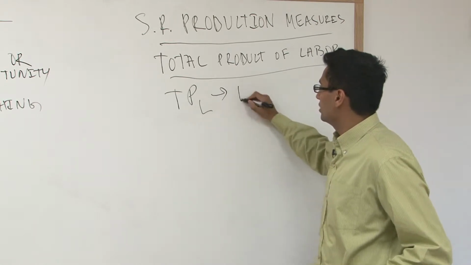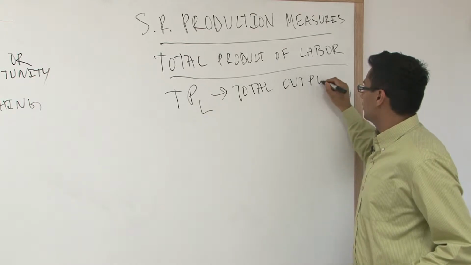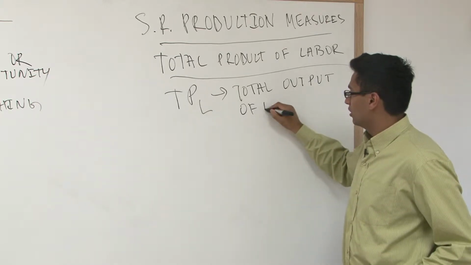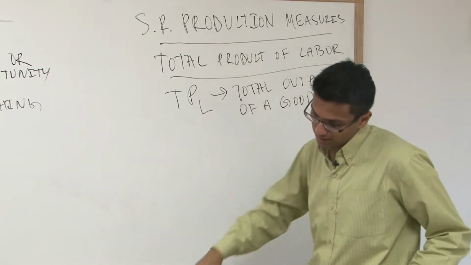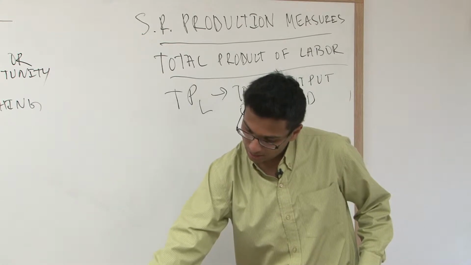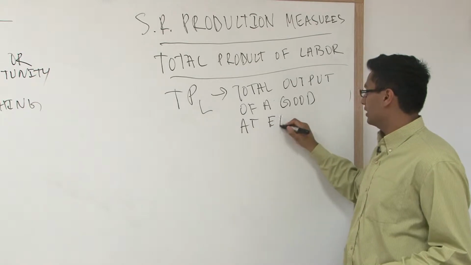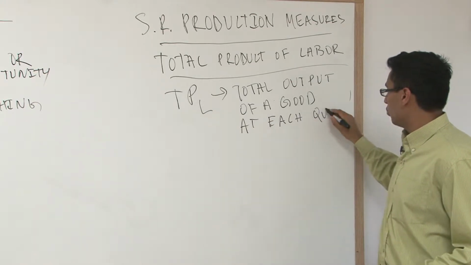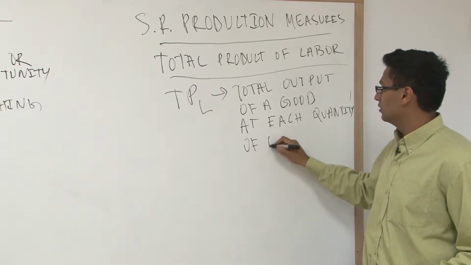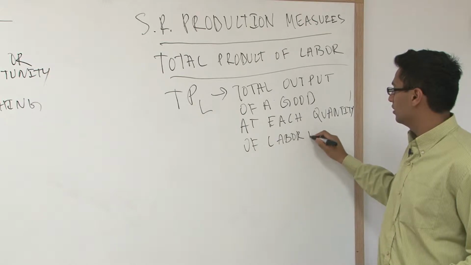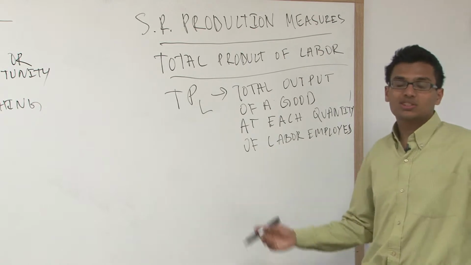So pretty straightforward, it is the total output of a good at each quantity of labor employed. Okay, so what does this really mean? TPL is pretty straightforward.